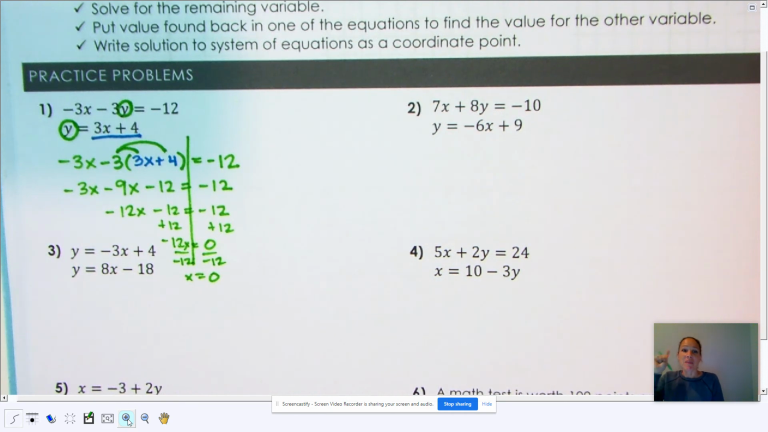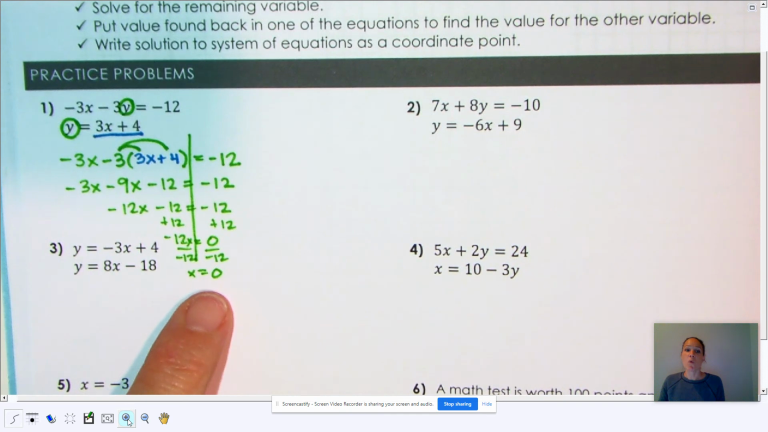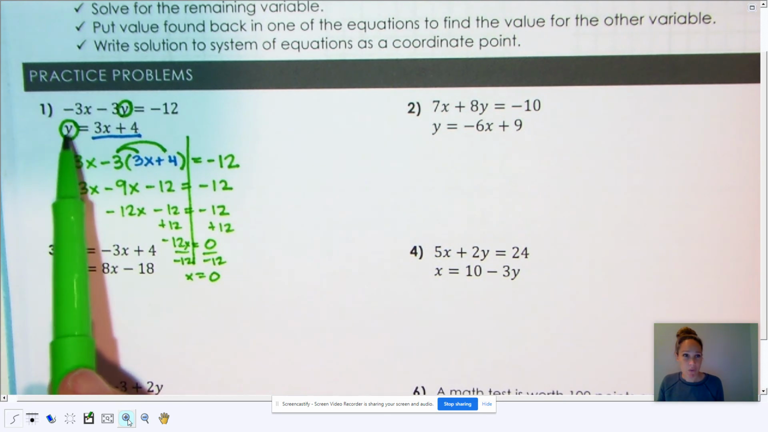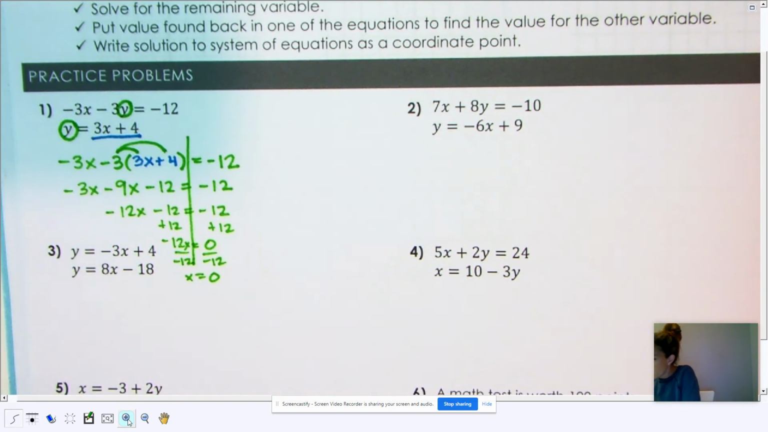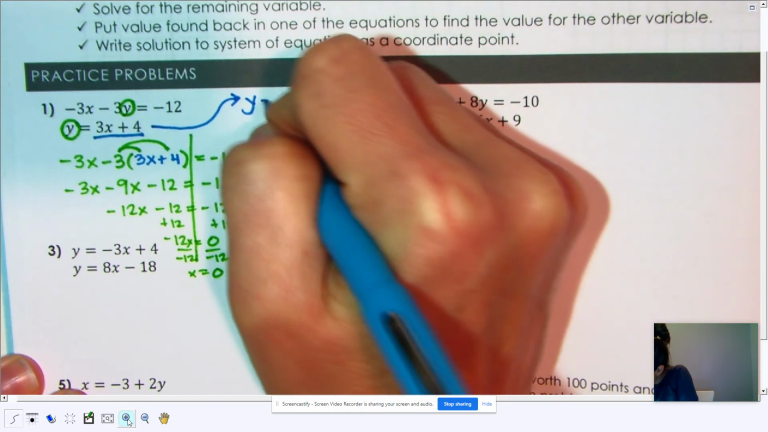Okay, but that's not my answer. Remember when we were doing the graphing, we had to write our answer as an ordered pair? Well, I've got half of the ordered pair. So what I could do is plug this back in to the easiest equation. If I want to find what y is, I'm going to choose the one where y is already by itself. So I'm going to put that work up here. So I'm going to write y has to be equal to 3.